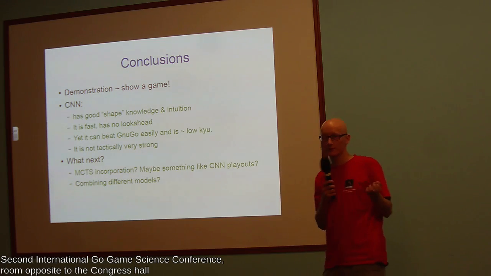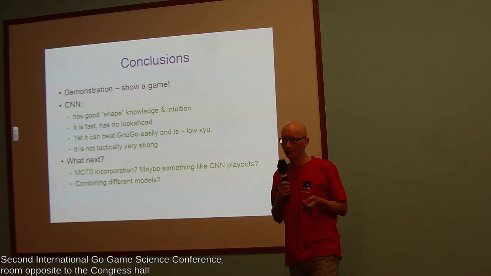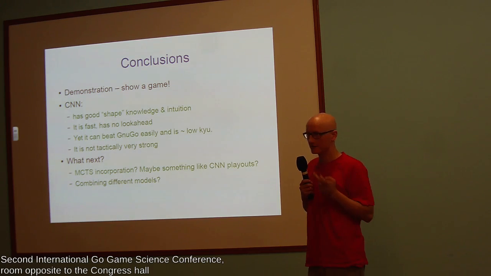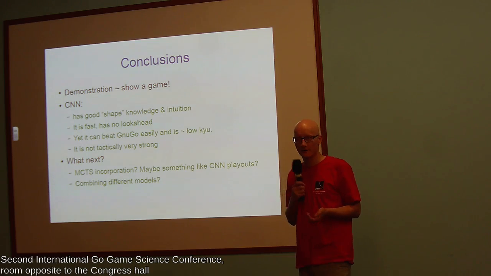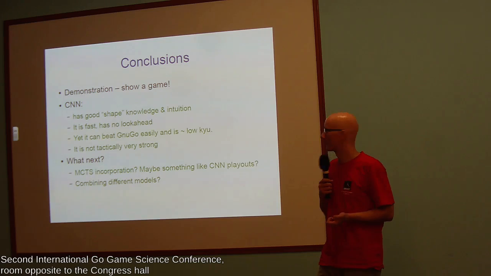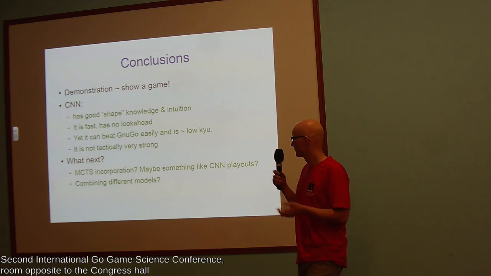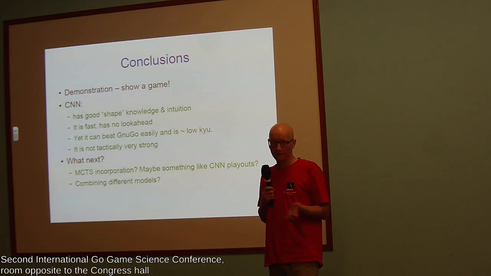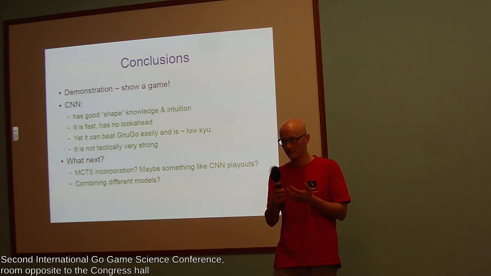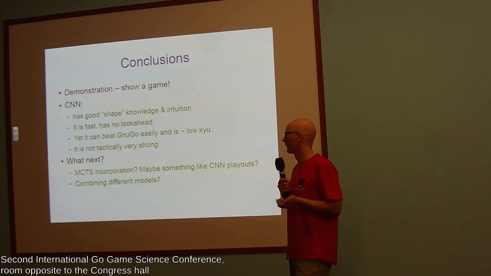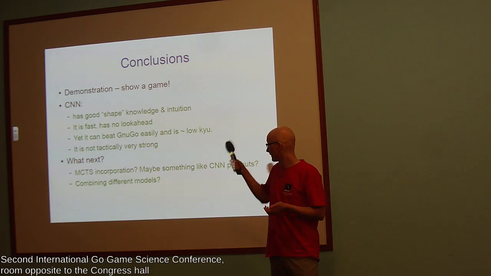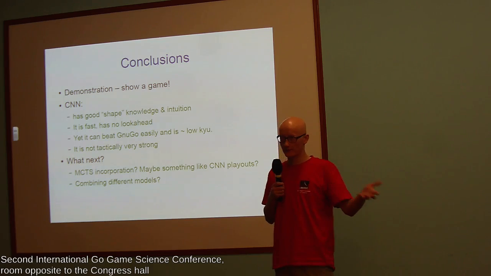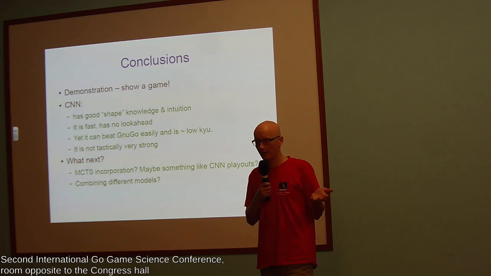Yeah. So basically, this is the end of the talk. To sum up, the network is a very interesting technique which shows some promise, but it has a lot of open questions about how to fulfill these promises. Basically it has kind of good shape knowledge and intuition, but is tactically weak. It doesn't have the look ahead, which is a clear obstacle. It's fast, but there's no look ahead, but still it can beat GNU Go, which is quite good, because GNU Go took a lot of programming effort to make.